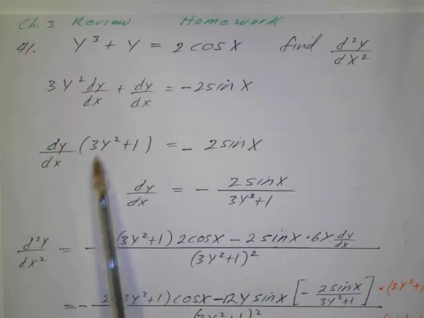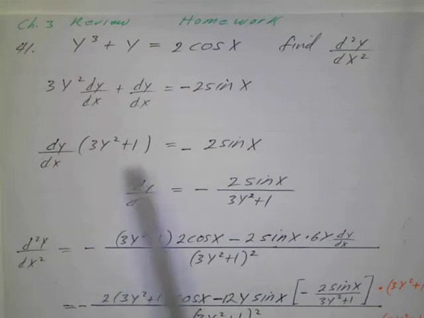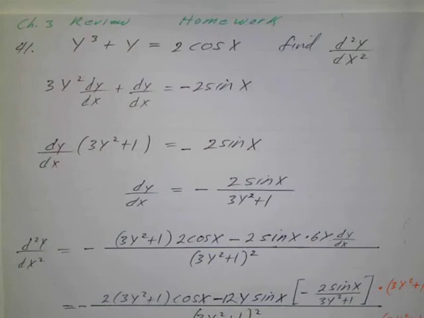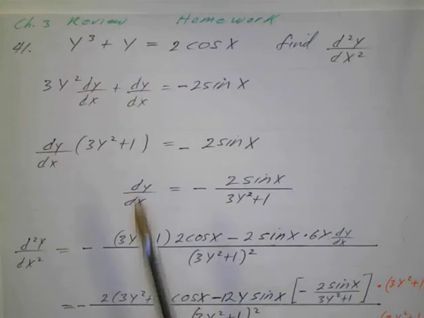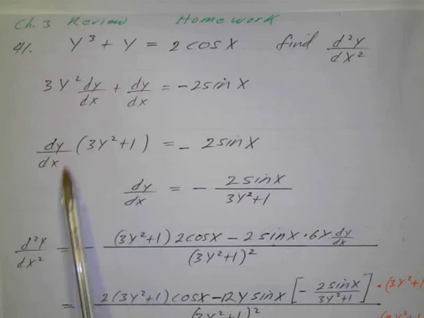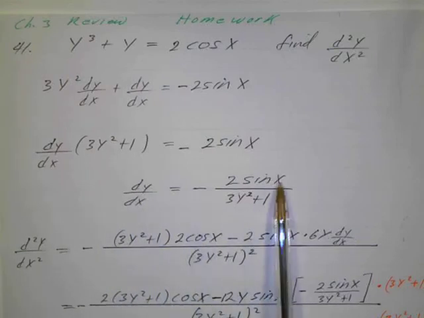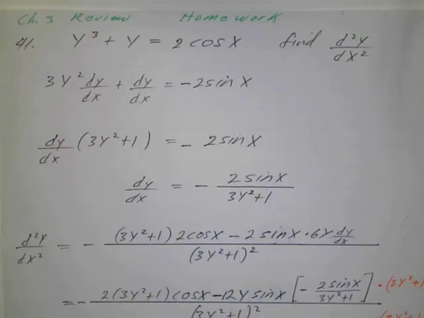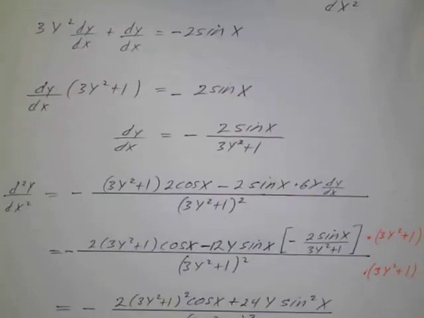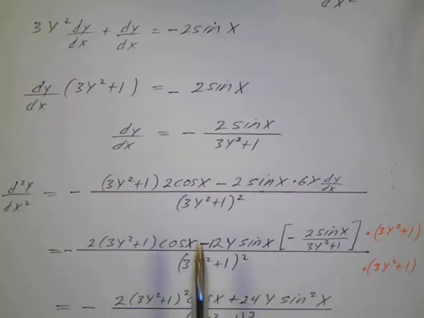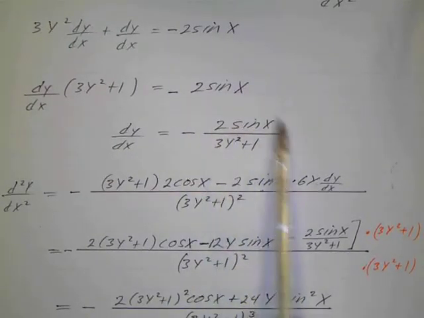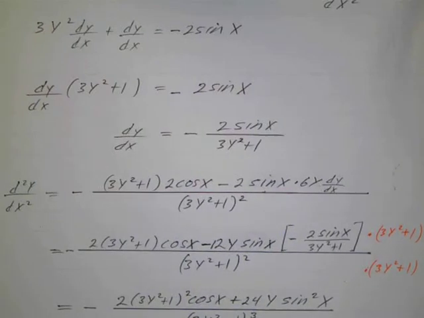Then I can factor out the dy/dx, so I've got dy/dx times 3y squared plus 1 equals negative 2 sine x. And then I'll divide by the 3y squared plus 1, so I get dy/dx equals negative 2 sine x all over 3y squared plus 1. Okay, this is a good one, because now we've got to take the derivative of this, and we're going to have to use the quotient rule.